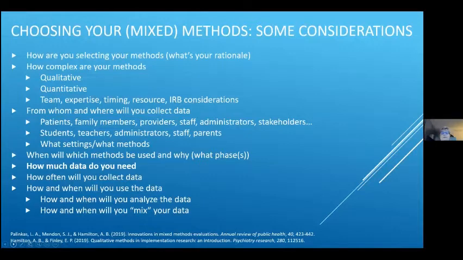When am I going to use different methods and why at those times and not others? How much data do I actually need? Sometimes we collect way more data than we need, and implementation research moves very quickly. And so I've come to take a much more parsimonious and pragmatic approach to figuring out how much data we need, even knowing there's probably more that I want, but I'm not necessarily going to use it. So I might have to make those decisions.